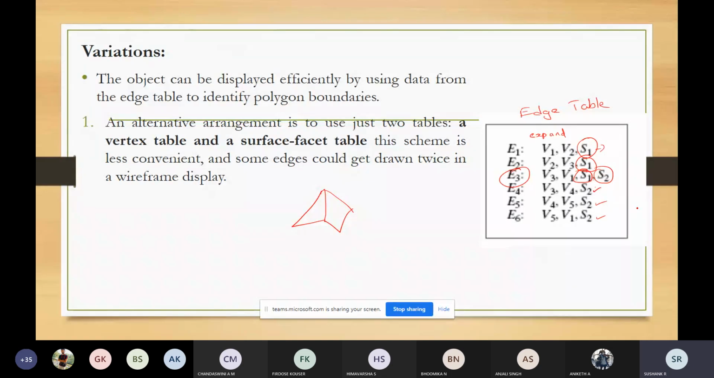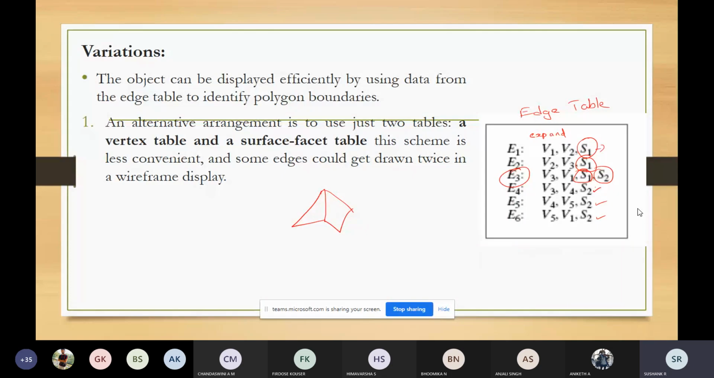So this is how it is being modified, so that the edges can be identified rapidly. Here you can easily identify that edges E1, E2, E3 belong to surface S1, E3 belongs to surface S1 as well as S2, and E4, E5, E6 belong to surface S2. So this is useful for faster information retrieval.